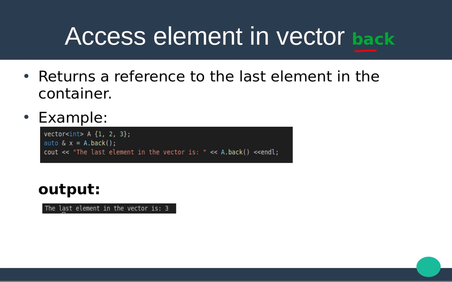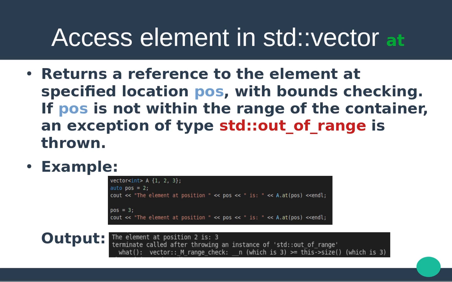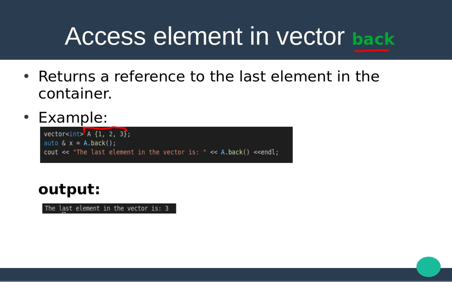The second method is back, which returns a reference to the last element in the vector. An example, we have a vector of 3 elements, which is named a, and calling a.back will return the last element in the vector, which is 3.